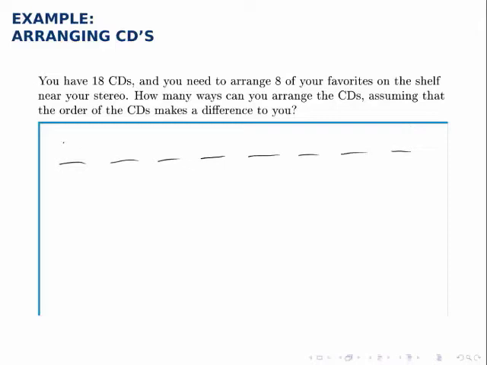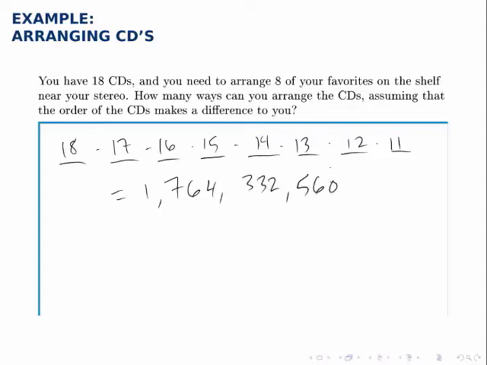The first slot, I can put any one of those 18 there. The second slot, I only have 17 left because one of them is in the first slot. And then I have 16 options for the next spot, 15 for the next, and then 14, 13, 12, and 11. And you can multiply all these numbers together to find out how many ways there are to arrange 8 of these 18 CDs in order. If you multiply these together, you'll get 1,764,322,560 possibilities.